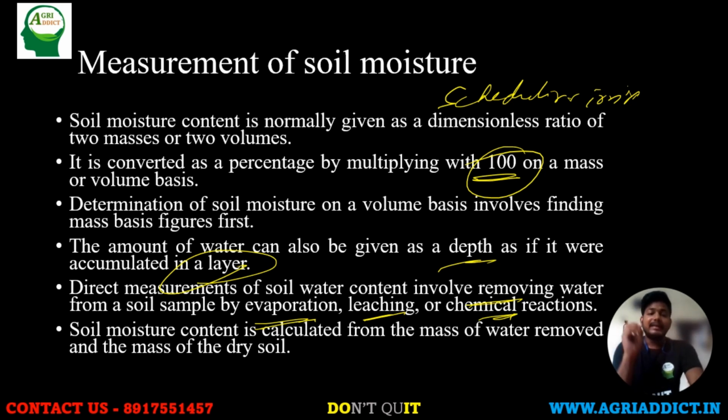Understood? Then soil moisture content is calculated from the mass of water removed and the mass of the dry soil. So what is the mass of the soil and how much mass of water has been removed? From that we conclude the moisture content of the soil. Understood?